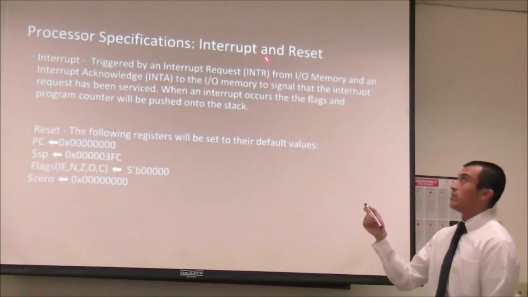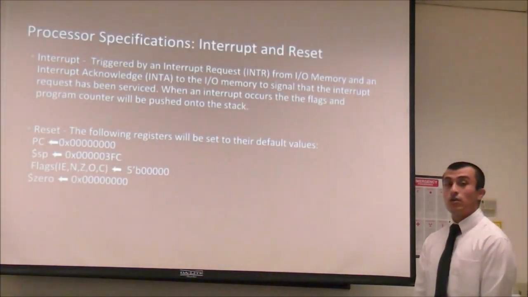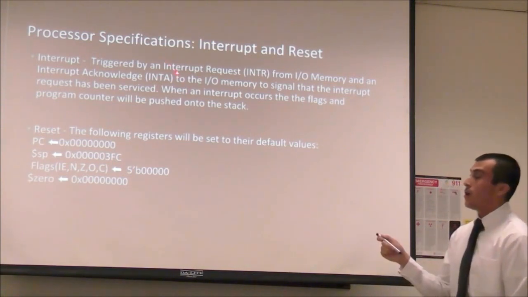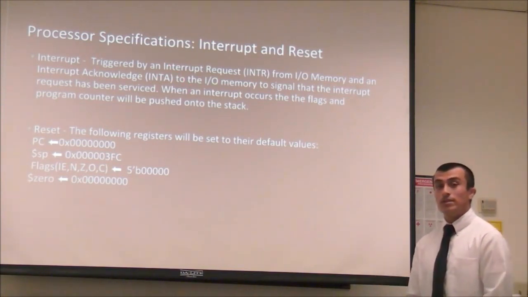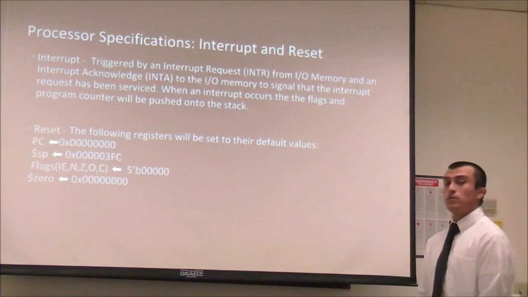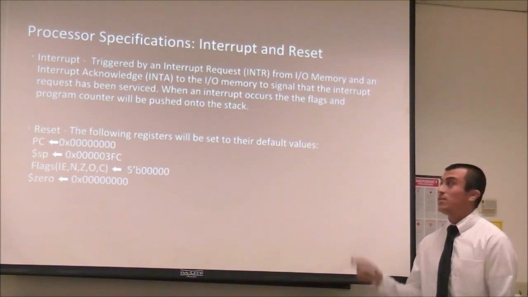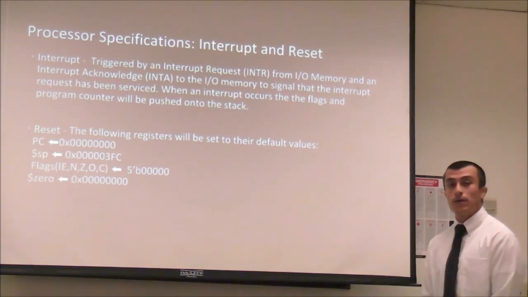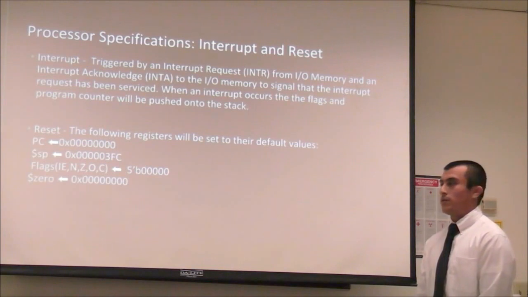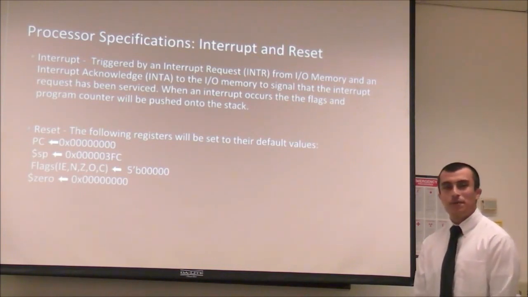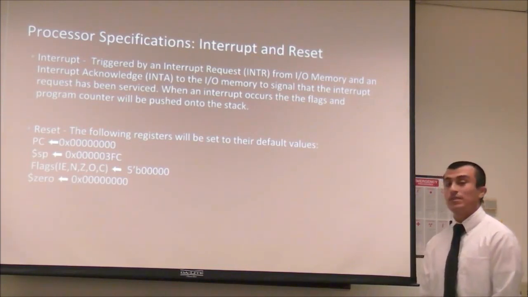So our interrupt and reset. The way that our interrupt works is that our I/O memory is going to send a request to the CPU. The CPU then sees the interrupt request, and then it services the request, and once it's done servicing the request, it sends an acknowledge back to the I/O memory, and then the I/O memory pulls its request away from the CPU.